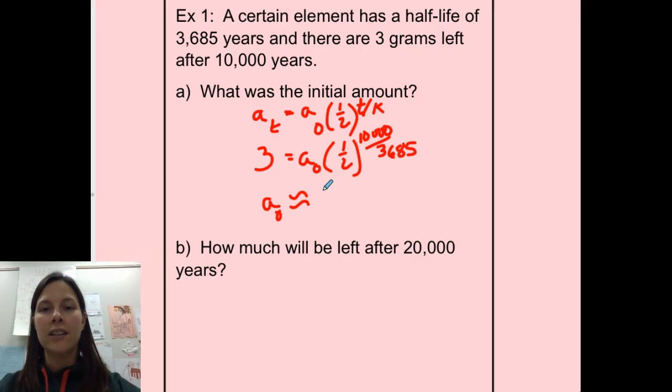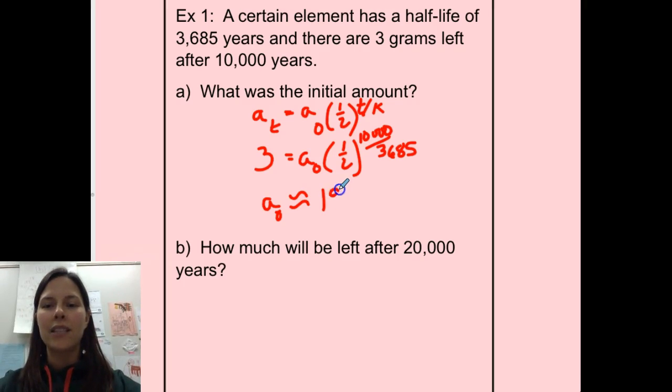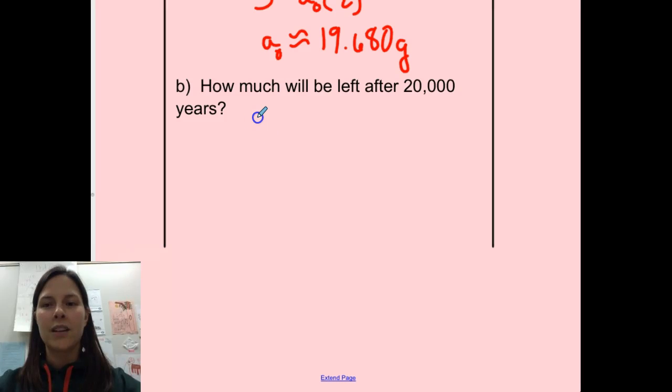When you use your calculator, make sure you put parentheses around that exponent so it knows to divide the 10,000 by 3,685 before it becomes a power of 1/2. I got about 19.680 grams for my initial value. And our second question is how much will be left after 20,000 years.